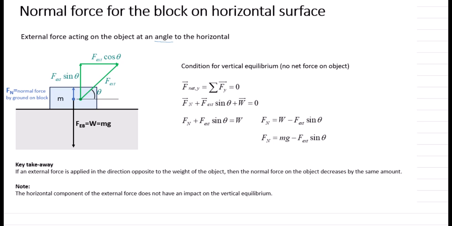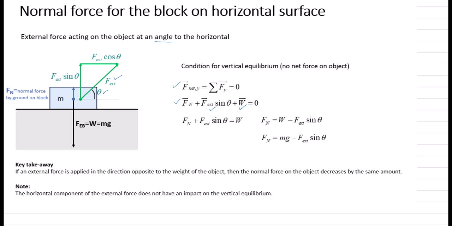So we have an object of mass m and we apply an external force at an angle theta to the horizontal. So again, for the vertical equilibrium, there is no net force acting on the object in the y direction. Therefore, it should satisfy this condition, which means the normal force acting vertically upwards and the component of the force which is acting vertically upwards, F external sine theta, and the weight force of the object acting vertically down together should add to 0.